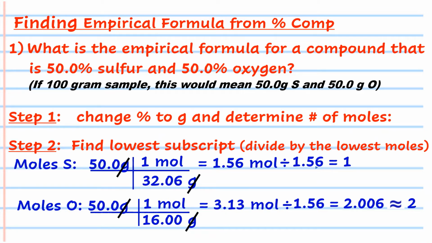Now we have the subscripts for our empirical formula. The S should have a subscript of 1. And of course, a subscript of 1 we don't need to write. And the oxygen should have a subscript of 2. So the empirical formula is SO2 when we have 50% sulfur and 50% oxygen in the compound.